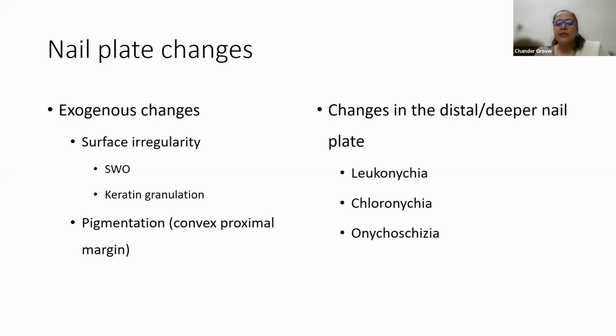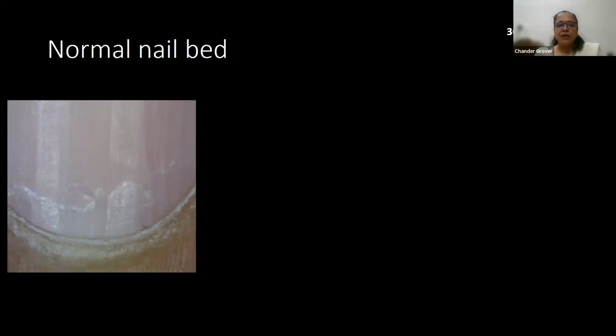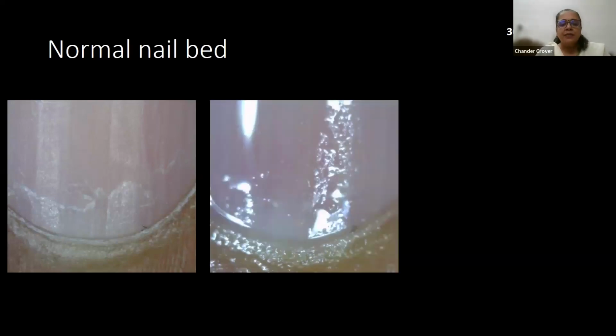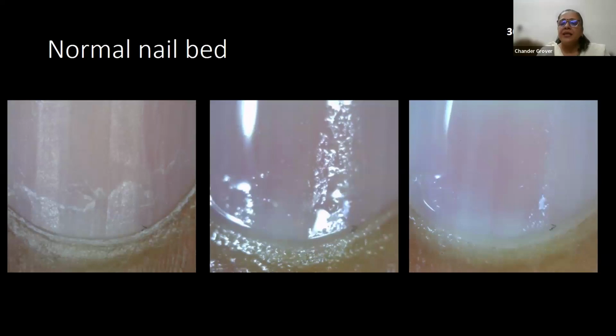Distal nail plate, you will see Leuconychia, Koilonychia, or Onychotrophy. We talked that Onychotrophy is more common in the distal part of the nail bed. Moving to the nail bed, how do you examine this? With the medium and in the polarized mode. When you are in the non-polarized mode, the surface scale was present. As soon as I put the medium, the scale vanishes and you see the lunula clearly.